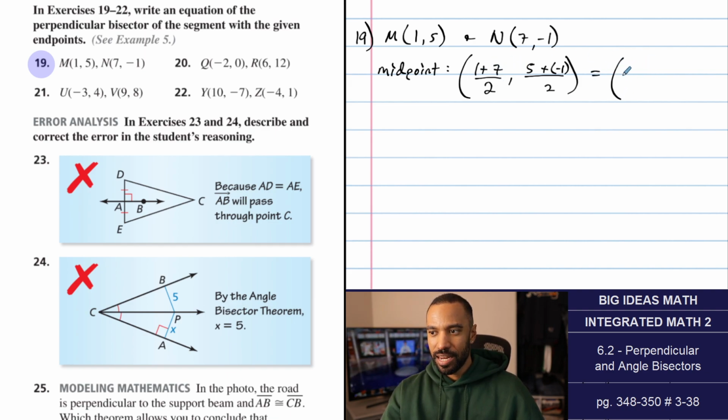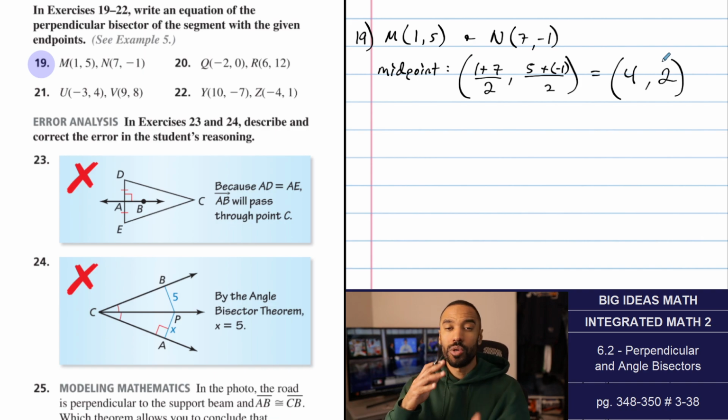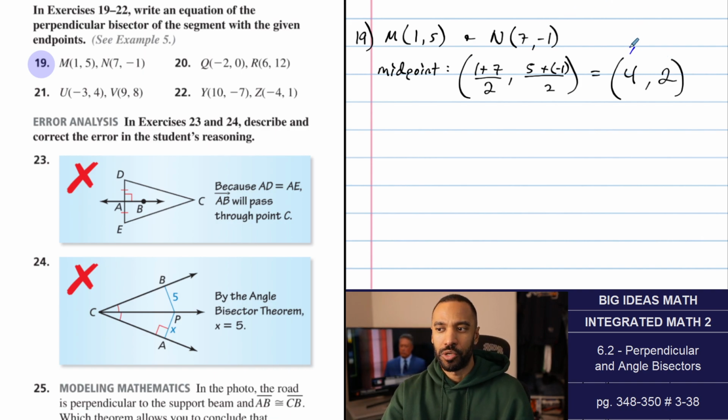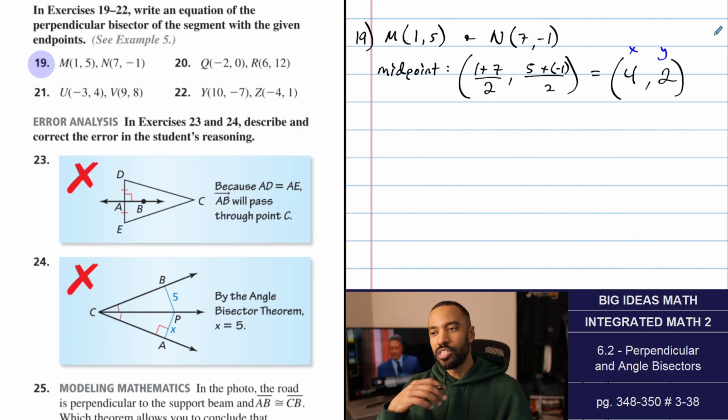So 1 plus 7 is 8. 8 divided by 2 is 4. 5 minus 1 is 4. 4 divided by 2 is 2. So the midpoint is at 4, 2. Now this is a reference point. This is an XY value that this line goes through, and we're going to use that.